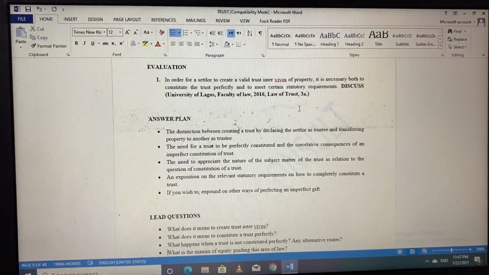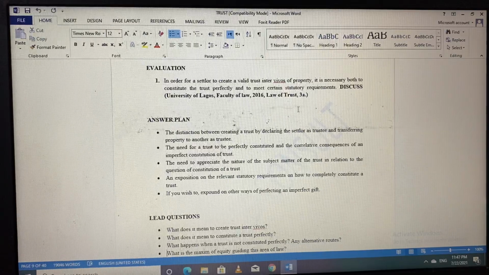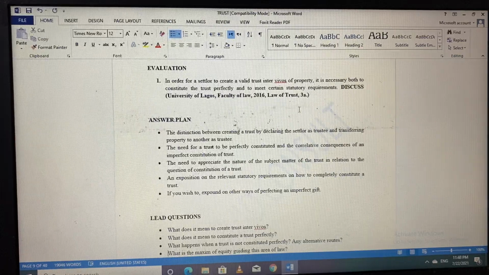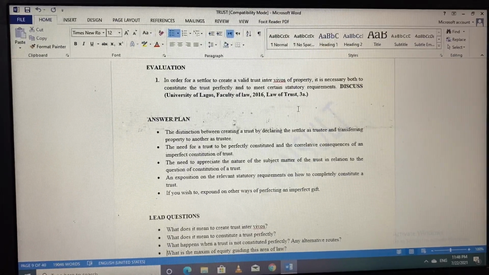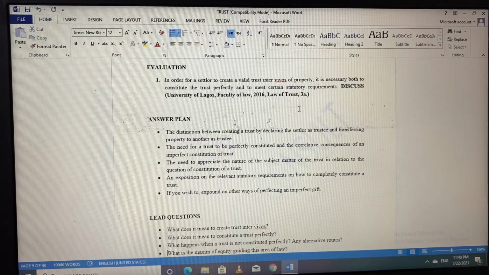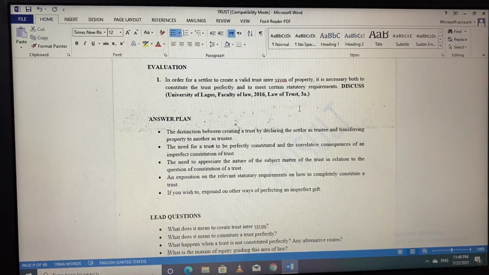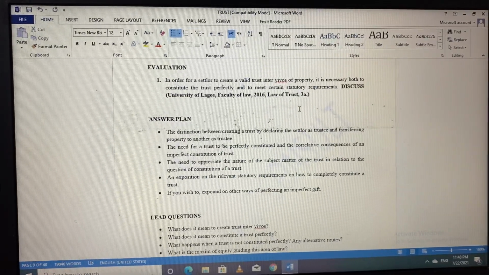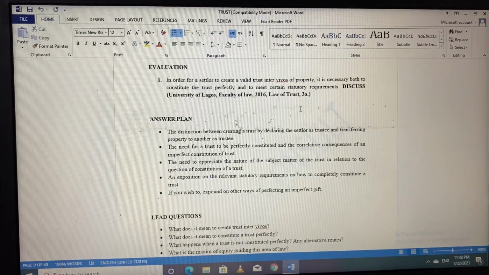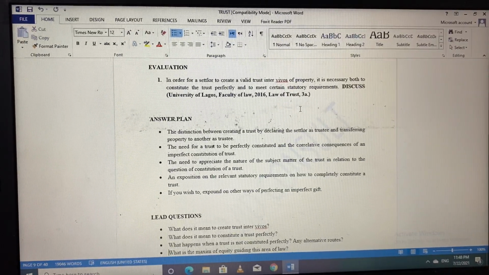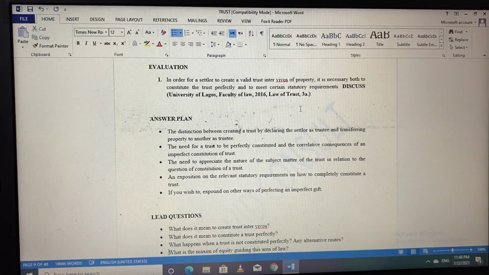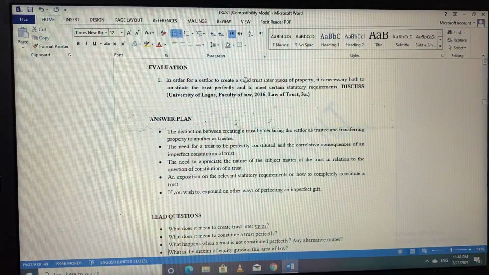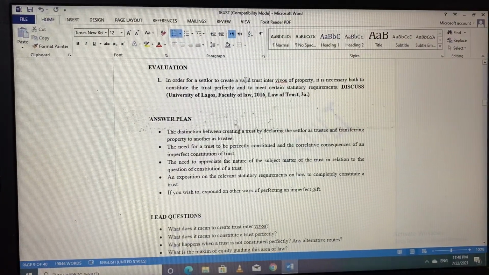Discuss. Now, when we see a question as a law student, the very first thing for us to do is to characterize the question. What does it mean to characterize a question? It means to take time and ponder over the question and ask yourself: what exactly is this question asking me? What exactly is the examiner looking for? What area, what principle of law does this question touch on? And it is in a bid to help you with that we have provided answer plans and some lead questions.